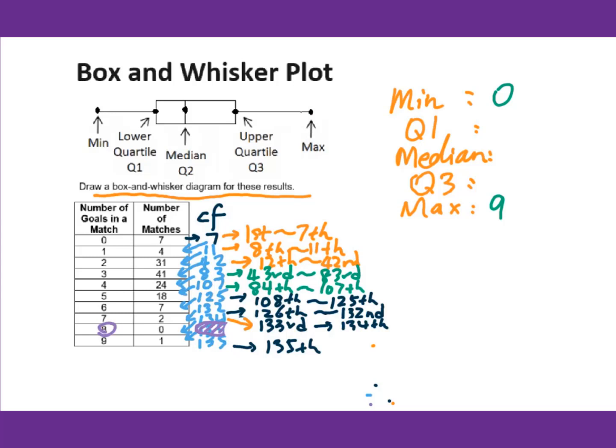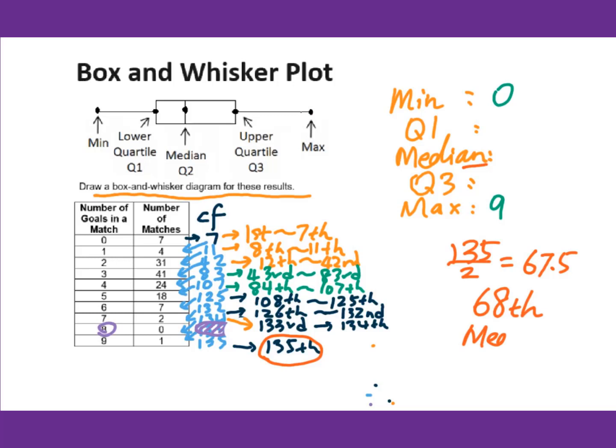How you get the median? For the median, altogether we have 135 data. So we have one middle number. 135 we divided by 2, you will get 67.5, which means 68 will be the median. So we use this, we can figure out where the 68th data, that's here. Therefore, 3 will be the median.